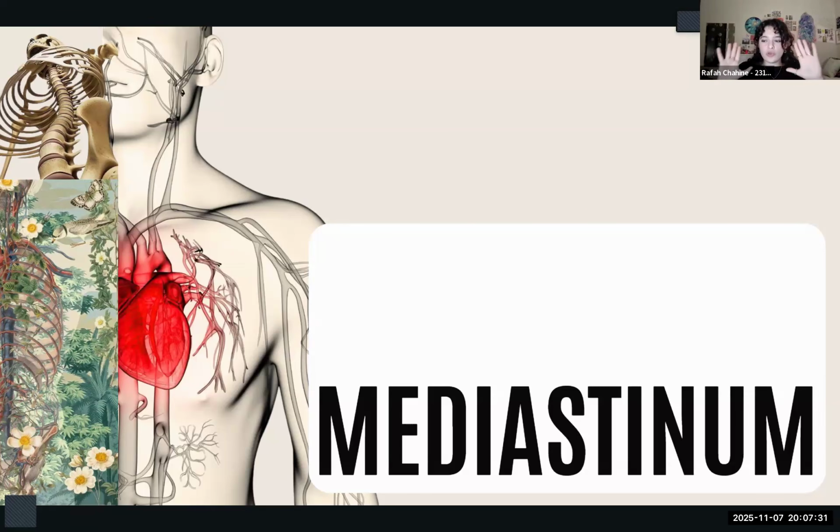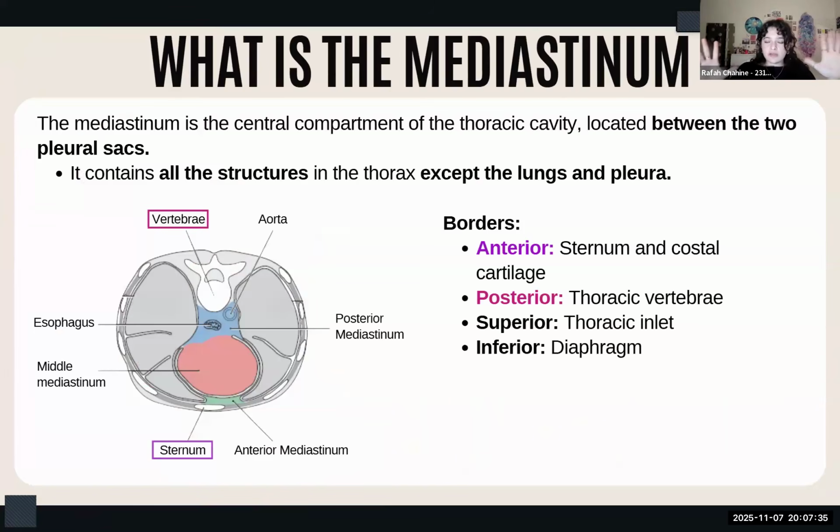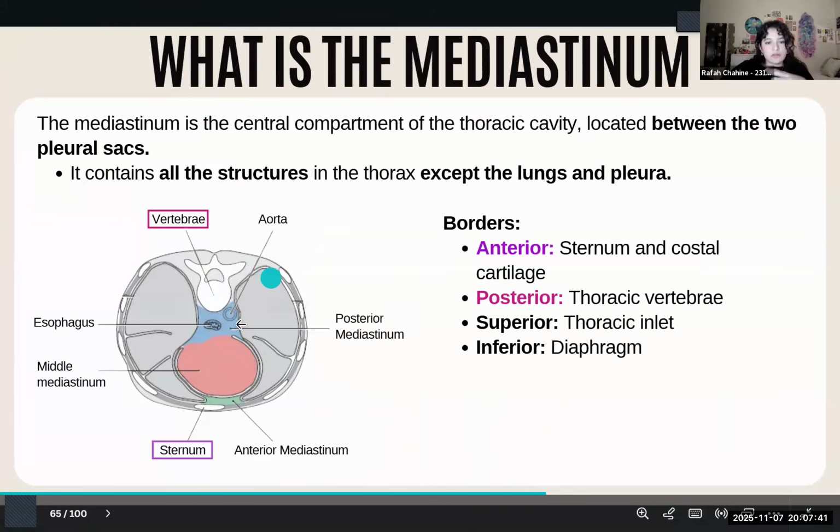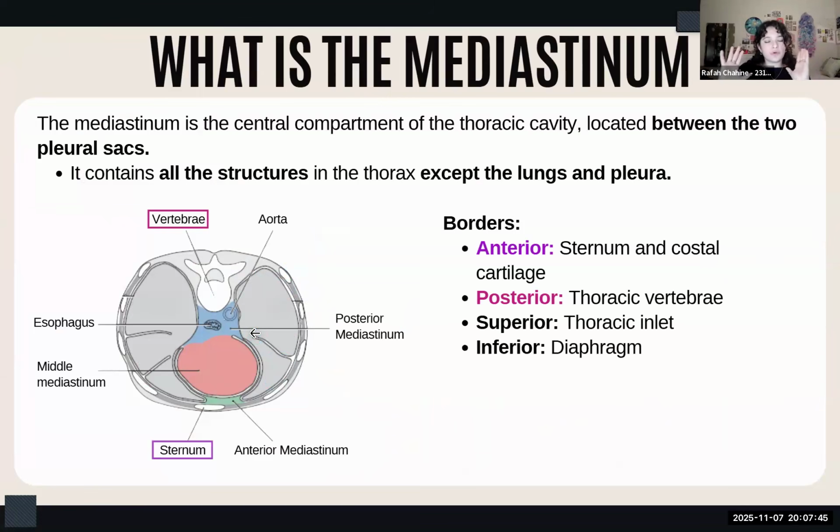Nice. So now we are good. I feel like we are good to start with the mediastinum. Okay, what is the mediastinum? It is the central compartment of the thoracic cavity. Basically, anything that is not the lungs and the pleura of the lungs is considered to be the mediastinum. Okay? So in between them, this is the mediastinum.